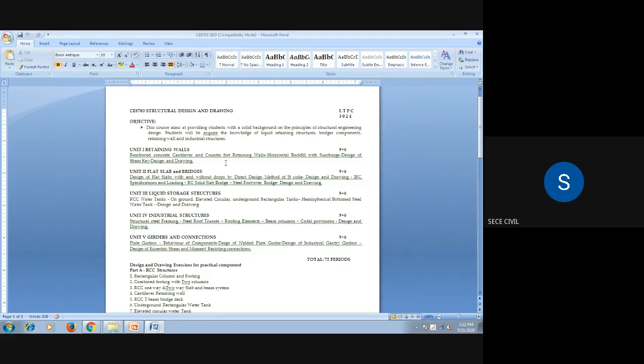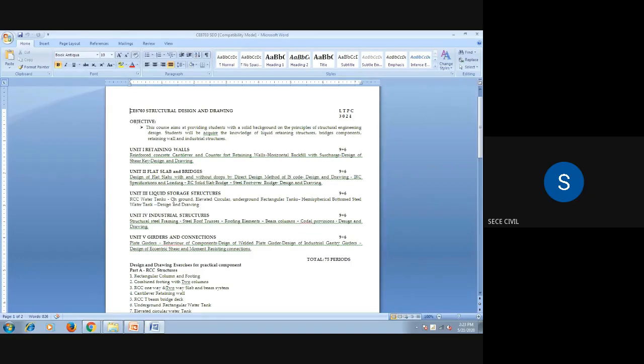So unit one covers retaining walls, and unit two is about flat slab and bridges. Unit three is liquid storage structures, nothing but water tanks, rectangular water tanks, maybe underground or overhead water tanks. Unit four is industrial structures, where you are going to study roof truss only. Unit five is about girders and connections.